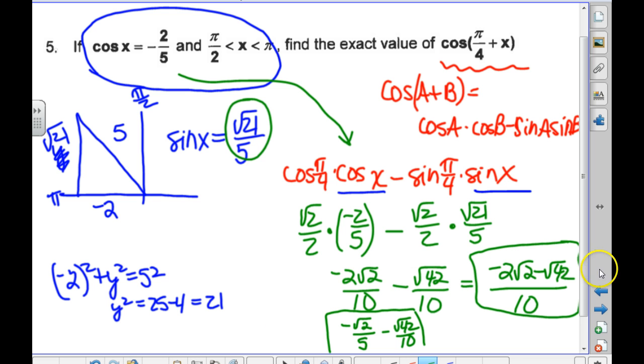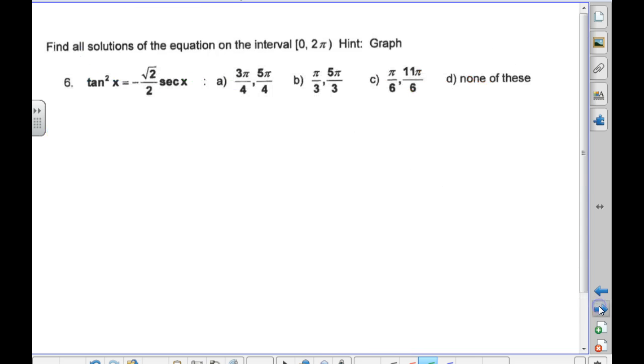All right, I paused that for a second, so I hope it's recording again, and I'm going to move on to number 6. It says find all solutions, and this is really nasty. Tangent squared equals negative square root of 2 over 2 secant of x. We could probably do some trading and maybe move some things over and factor and all this stuff, but there's a couple of these on the quiz tomorrow where your best bet when it's multiple choice is to graph.